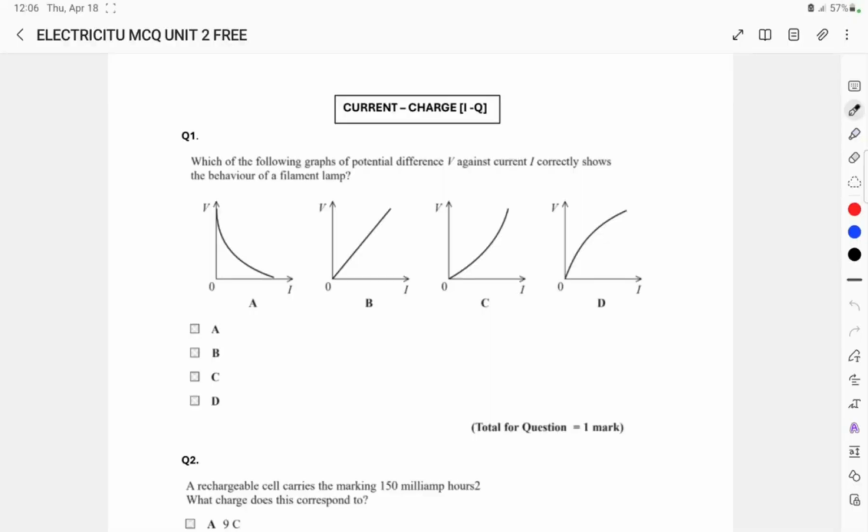Hi everyone, in this video we're going to solve the electricity worksheet for Physics Unit 2, A levels, Edexcel, and in this entire worksheet we're only going to focus on electricity. That means we're going to cover current, charge, potential difference, resistors connected in series and in parallel, and internal resistance, EMF. All these concepts will be covered in this worksheet.